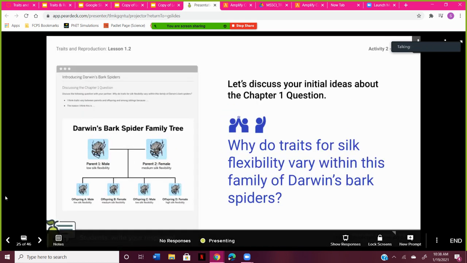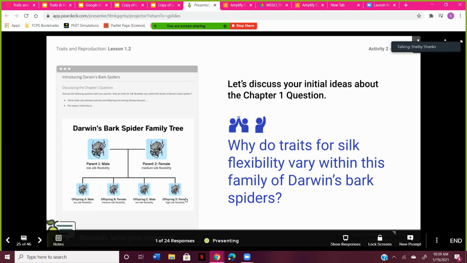Okay. So let's discuss your initial ideas about the chapter 1 question. Why do traits for silk flexibility vary within this family of Darwin's bark spiders? Why do you think that all the offspring have different flexibilities? Why are there some low? Why are there some medium? And why is there a high one?